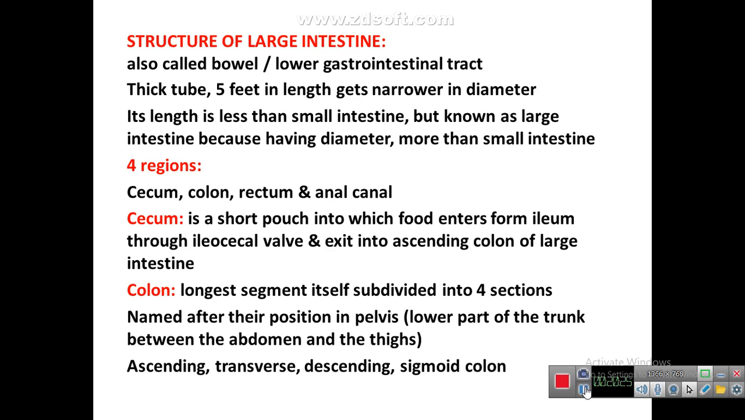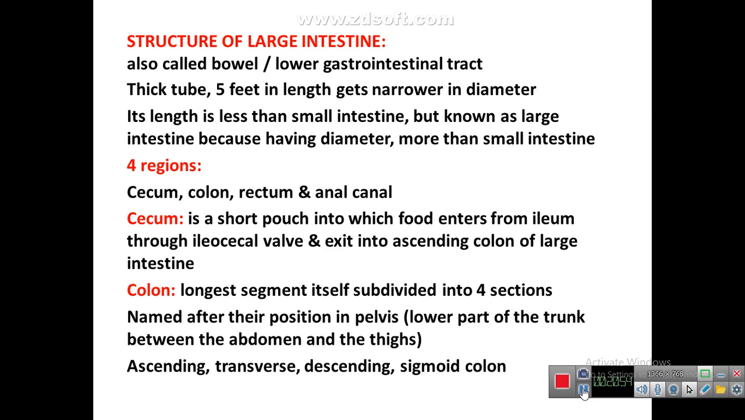There are 4 regions of the large intestine: cecum, colon, rectum, and anal canal. First one is the cecum. It is a short pouch into which food enters from the ileum through the ileocecal valve and exits into the ascending colon, the second part of the large intestine.